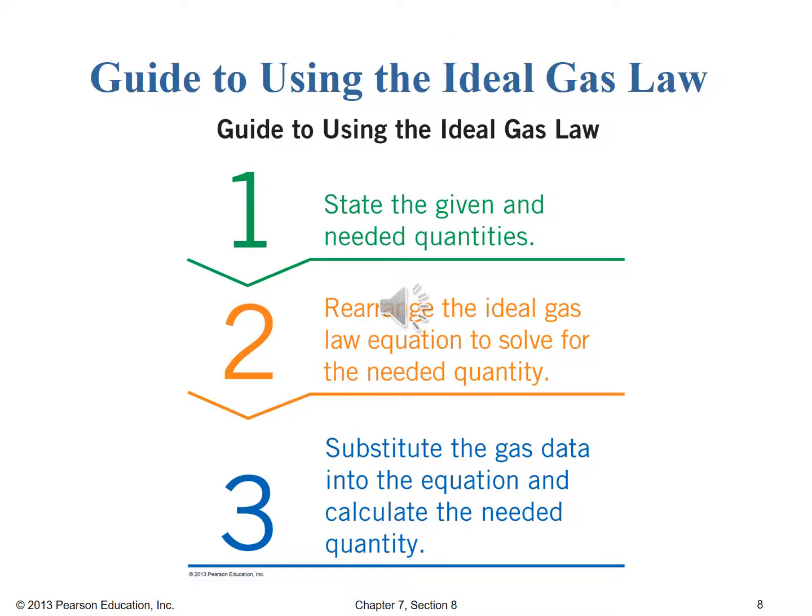All right, so now that we have this new equation, the ideal gas law, we have a slightly modified guide. It's a three-stepper, which is welcome news since in the previous section we were doing a four-step guide. So fewer is usually better, right, from a student view anyway. Number one, like usual, we'll state the given and needed quantities. Number two, we'll rearrange the ideal gas law equation to solve for whatever the needed quantity is. And then number three, we'll substitute in the gas data and calculate the needed quantity.